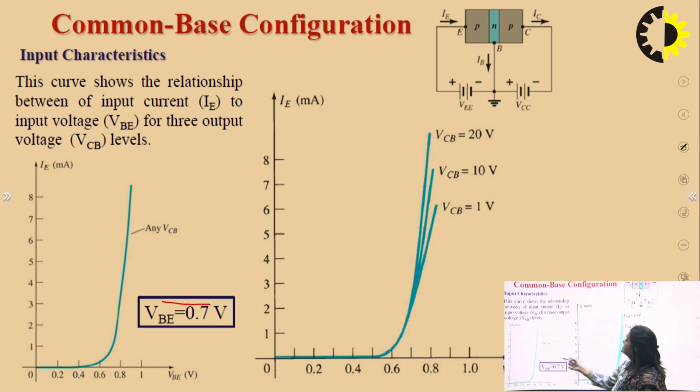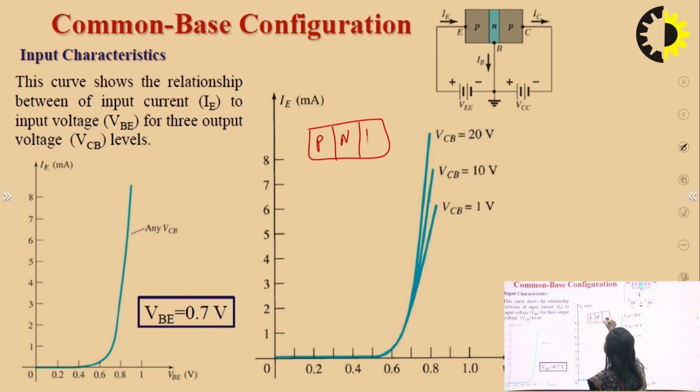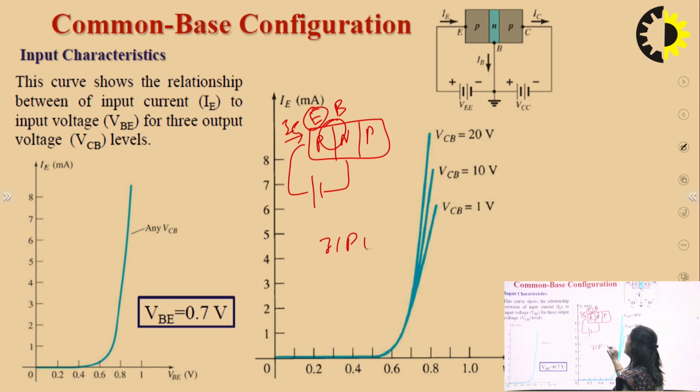So here these are the input characteristics of the common base configuration. For drawing the input characteristics, we have to see the input part. Here on the input side we can see emitter and base. So emitter is at the input terminal, and IE is our input current. So at the input circuit, the input current is IE, and the voltage is applied in between the base and emitter.